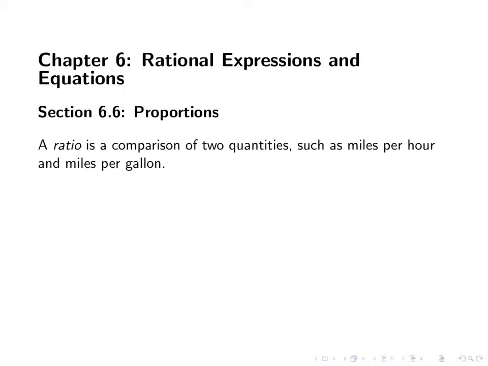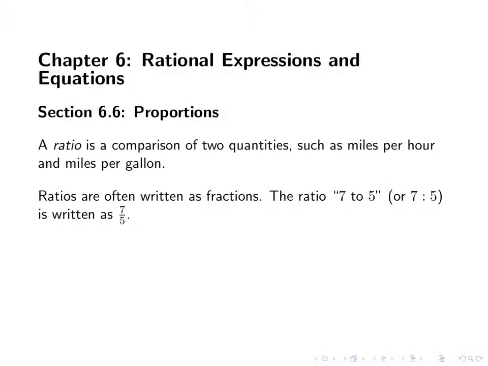A ratio is the comparison of two quantities, such as miles per hour or miles per gallon. Ratios are often written as fractions, but they can be written in other ways. So you have the ratio 7:5, and that's written as 7/5. We can have the word "to," we can have the colon, which is read as the word "to," or we can have the fraction.